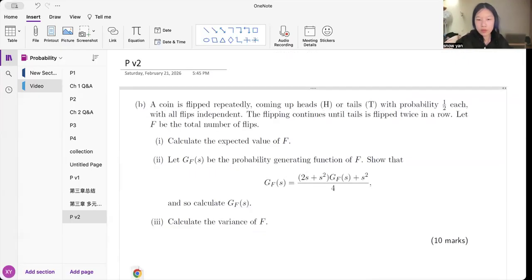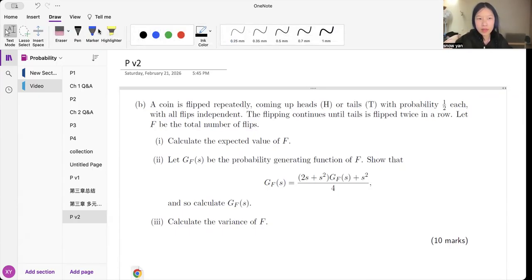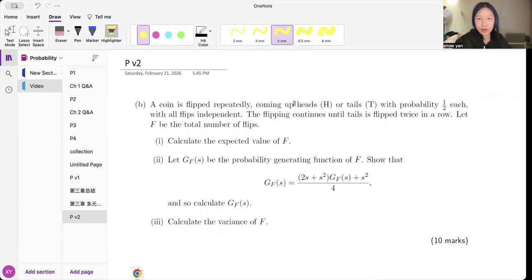Okay, so for this question, a coin is flipped repeatedly, coming up with heads and tails with equal probability. All flips are independent. The flipping continues until tails is flipped twice in a row. Let F be the total number of flips. In part one, we're asked to calculate the expected value of F.